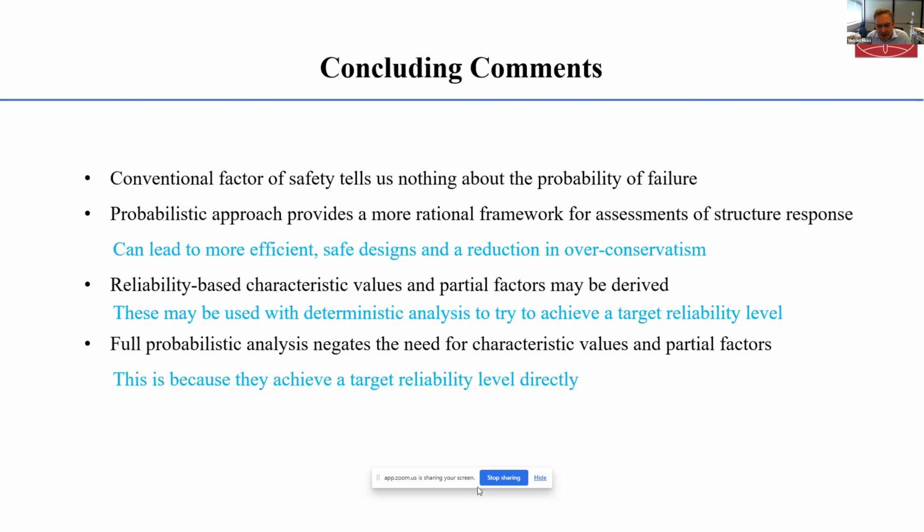Okay, thank you. That's the end of my presentation. Very good. I'll stop sharing. Great intro. Thank you for introducing the importance of reliability analysis. Okay. Professor Chow, the stage is yours.